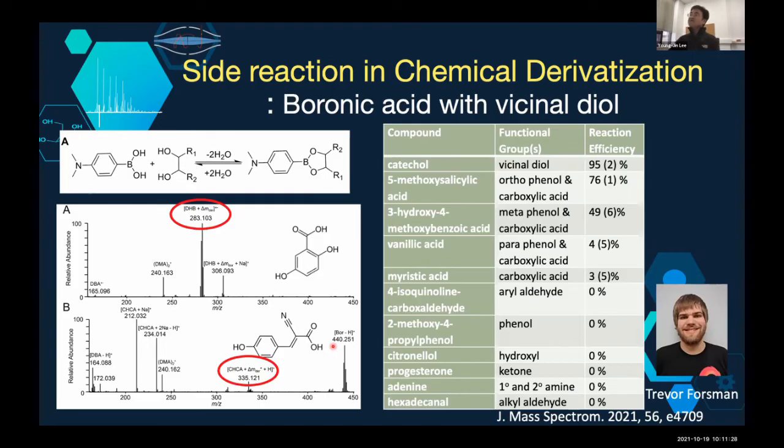reactions. So we have done systematic studies for each of the chemical functionalities against boronic acid. Of course, bisphenol diol has the highest reaction efficiency, about 95% yield, while phenol and carboxylic acid also have pretty good efficiency, as we have seen in DHB. Even when they are meta-positioned, we have about 50% efficiency, and carboxylic acid has some reaction yield, while many other chemical functional groups don't react.